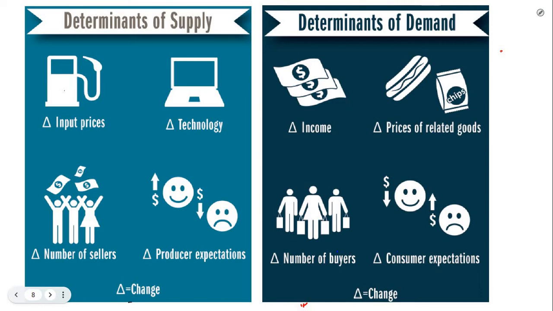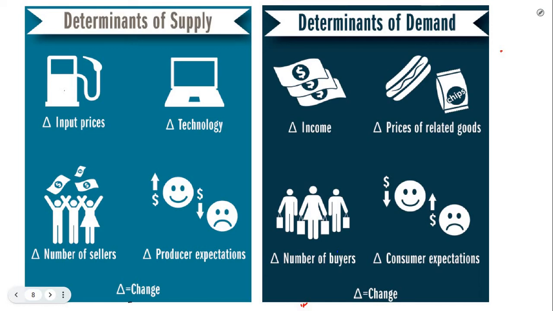The determinants of demand are income. When income goes up, demand goes up. When income goes down, demand goes down. Prices of related goods. Complementary goods are goods that improve your enjoyment of a product. So an increase in complement price decreases demand, whereas a decrease in complement price increases demand.